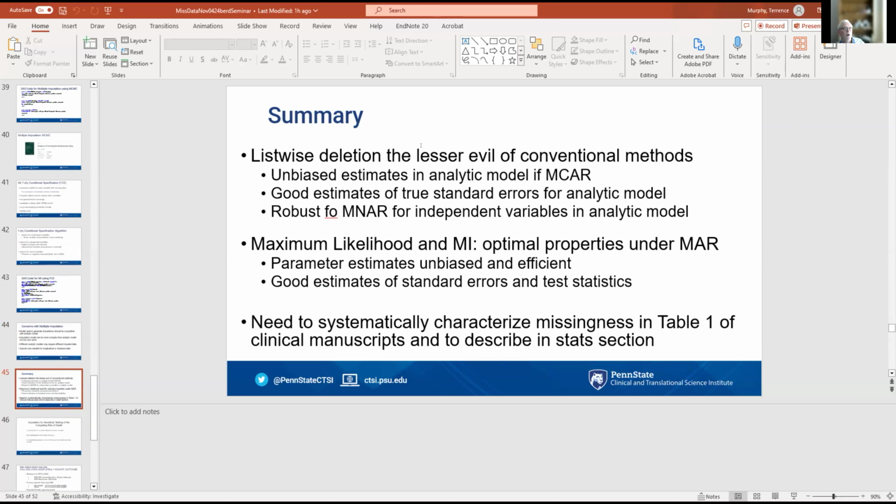Here's a summary. Listwise deletion is the lesser evil of conventional methods and can actually work out surprisingly well. Maximum likelihood and multiple imputation are really the go-to methods of dealing with missing data. And I'll say one last thing: it's been more and more the case that in Table 1 of clinical journal publications, we need to describe the missingness accurately so that people can take that into account when they're interpreting the results of any analysis.